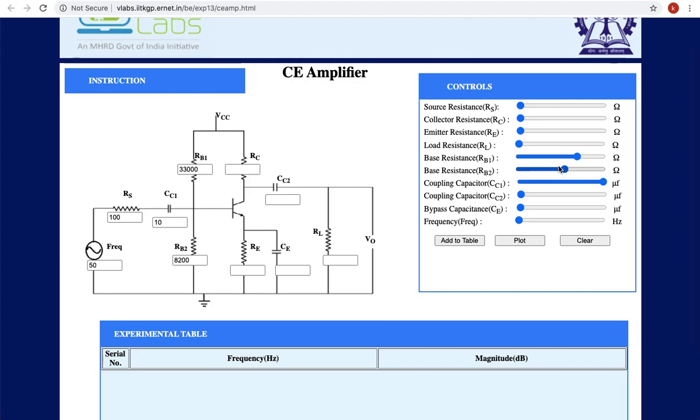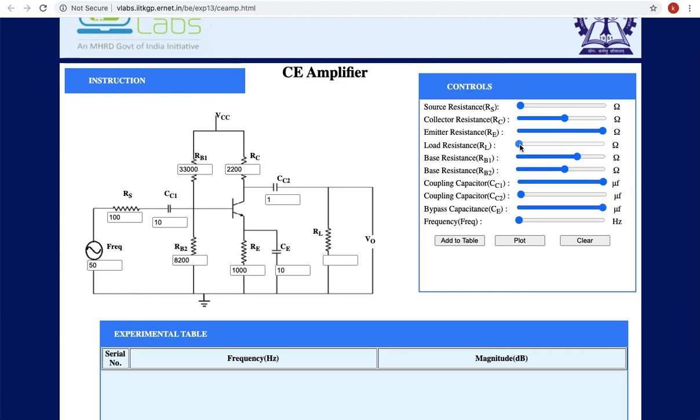And coming to the collector resistor RC here, the collector resistance is 2.2 kilo ohms, and the emitter resistance is 1 kilo ohm. Coming to the output coupling capacitor CC2, it is 1 microfarad. So just slide this one and move it back to create 1 microfarad. And the bypass capacitance is 10 microfarads.